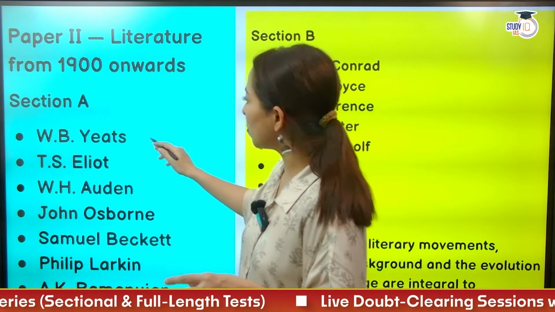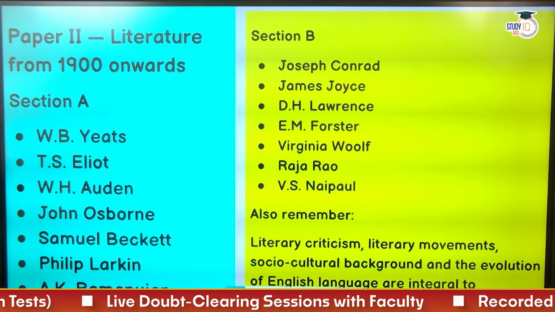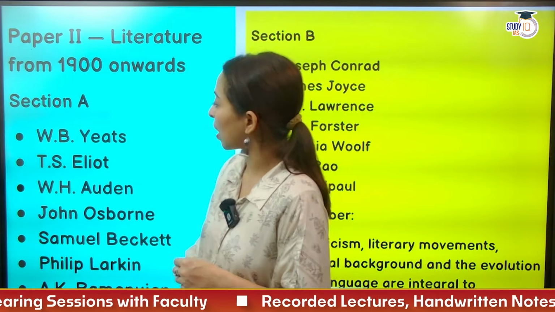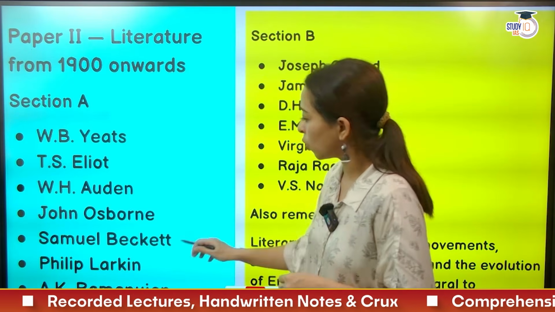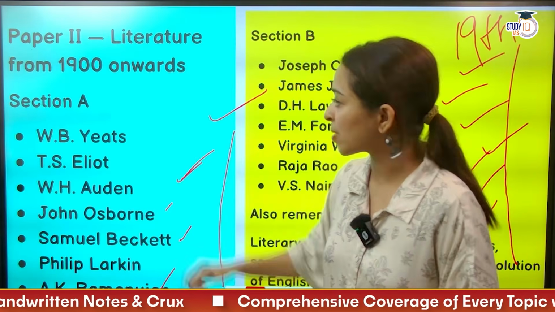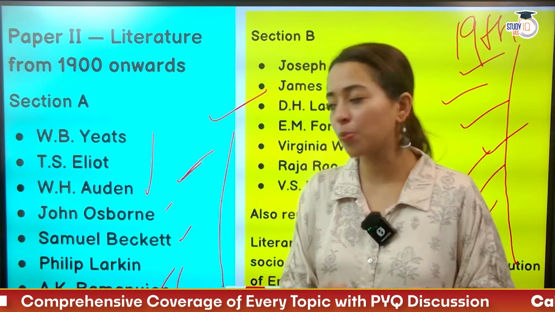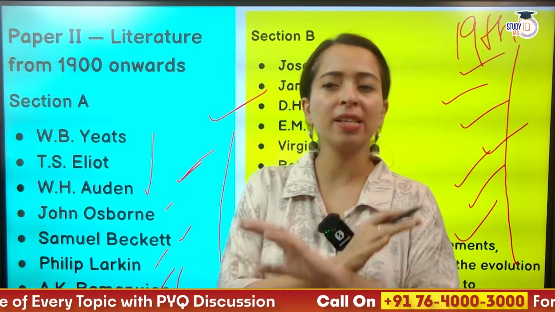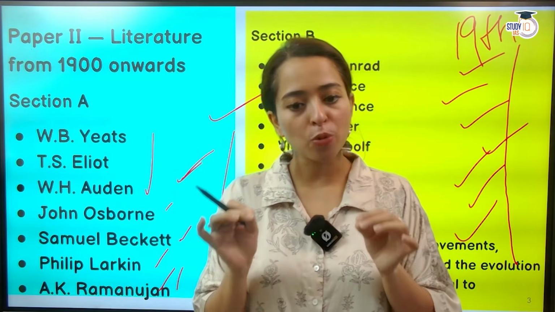Okay, so W.B. Yeats, T.S. Eliot, Auden, John Osborne, all these writers are there in your course. And Samuel Beckett, Philip Larkin, A.K. Ramanujan. Now over here, you will see that Samuel Beckett's Waiting for Godot is a very small one. John Osborne's Look Back in Anger is a very important text. These are poets, you will get them. And A.K. Ramanujan is an Indian English poet, and Philip Larkin is your anti-romantic poet. All this poetry is not difficult at all. It is just the analysis that you have to understand.